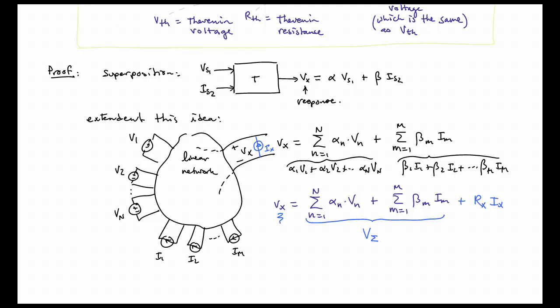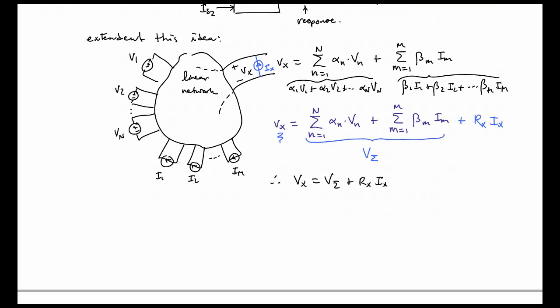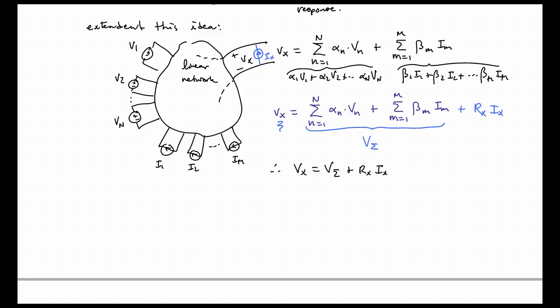So let's rewrite this. We're going to say, therefore, Vx is equal to V sum plus Rx times Ix. And here we're just focusing on how Vx gets impacted by adding this current source across the one port. Now, we've seen this before. We can draw a circuit for this, an equivalent circuit, right?